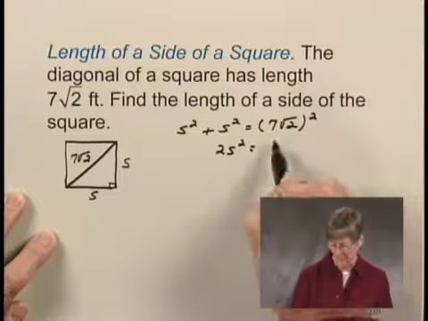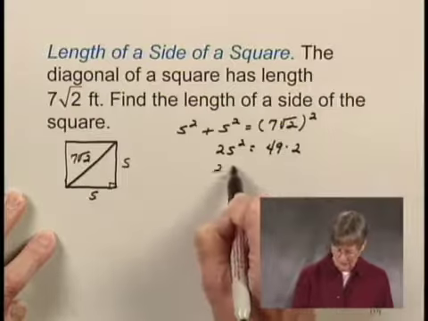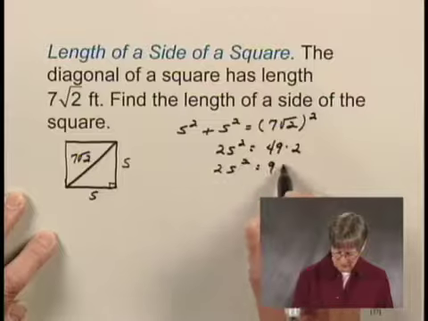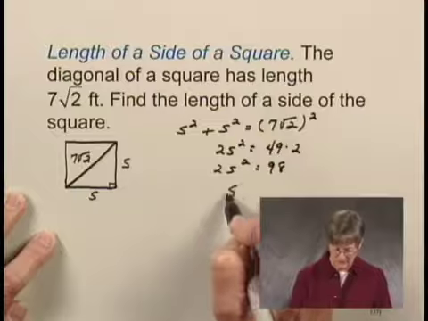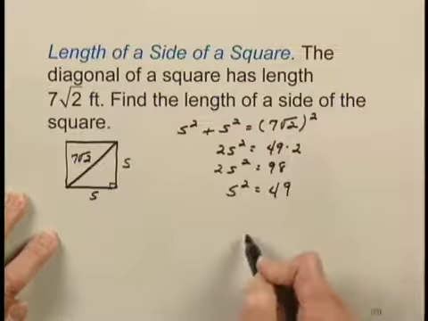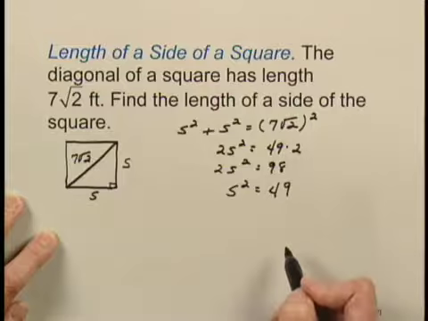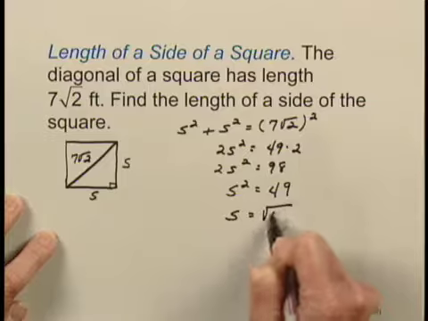And over here, when we square this, we get 7 squared, which is 49, times the square root of 2 squared, which is 2. So we have 2s squared is equal to 98. And if I divide both sides by 2, I get s squared is equal to 49. And now to finish this, I can take the square root of both sides of this equation, and I get s is equal to the square root of 49.